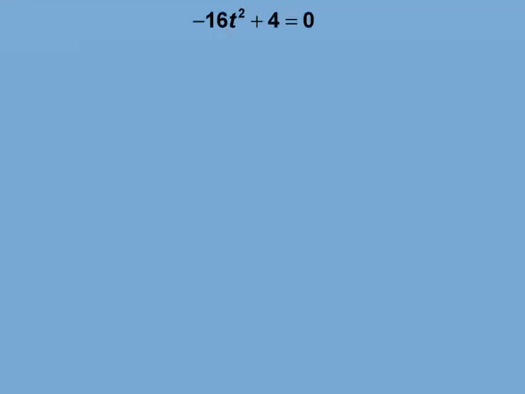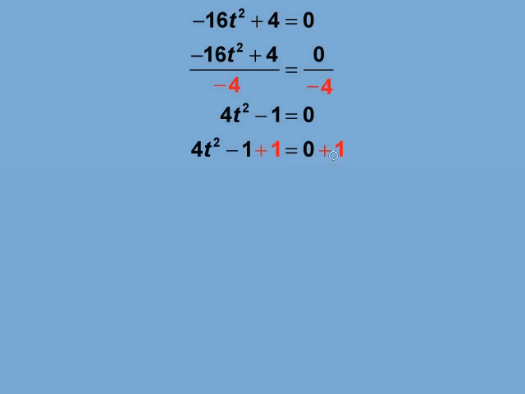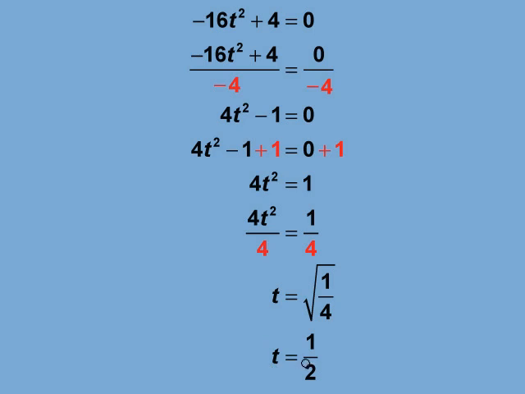Let's solve for t. We can simplify this equation by dividing both sides by -4, as shown here. We're left with this equation. 4t squared minus 1 equals 0. Add 1 to each side of the equation to get this equation. Divide by 4 on each side of the equation and then take the square root. We're left with t equals 1/2. So the ball will roll off the table and will take 1/2 a second before it hits the ground.